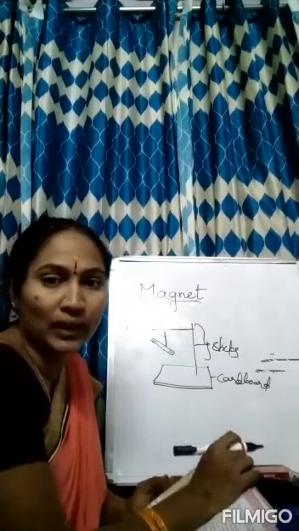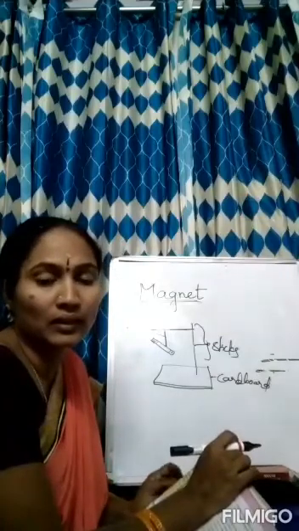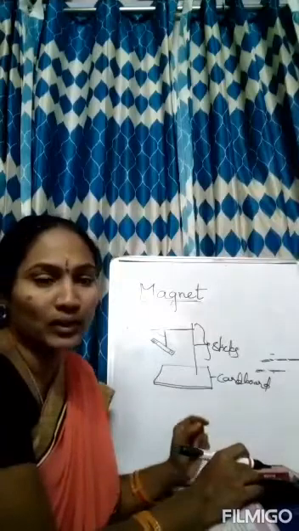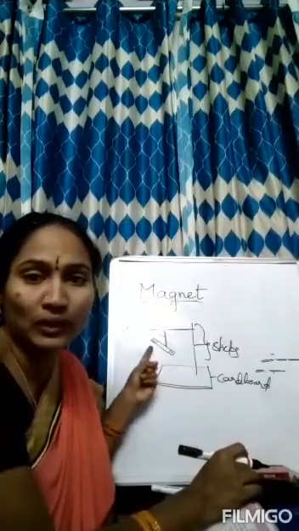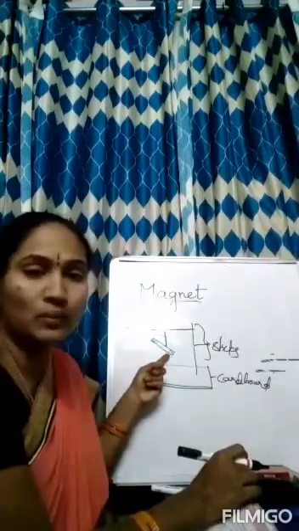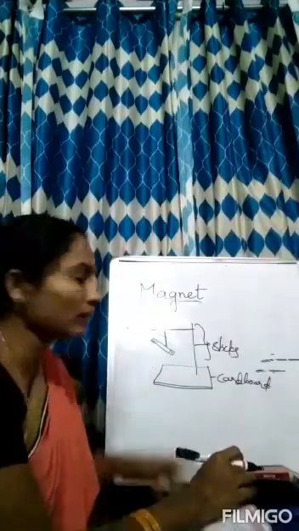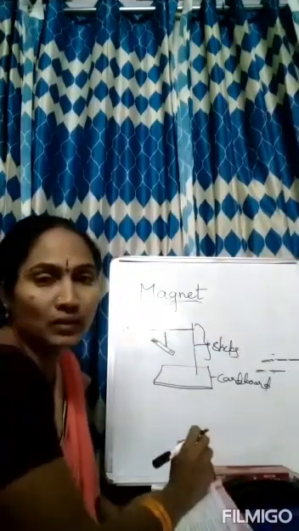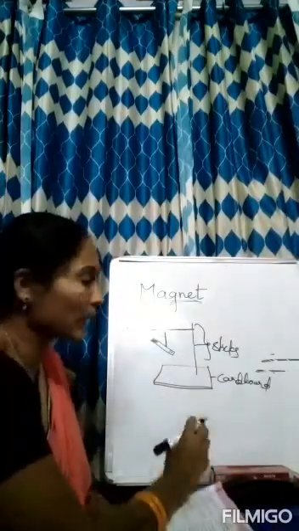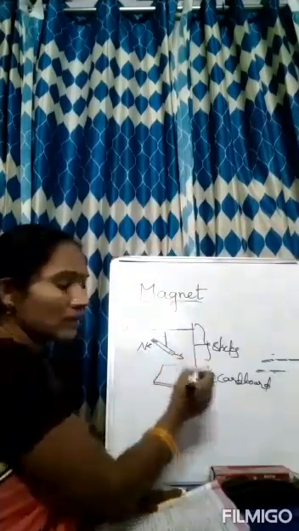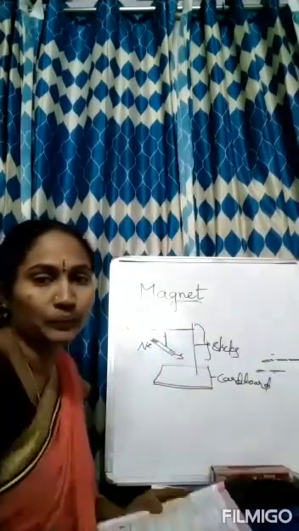Then you wait until it stops. Again it will come to the rest position. Then you can notice the colored portion will come to rest in the same direction. Not this one, only the colored portion will come to the rest position. So by this we can say that this is the North Pole and this is the South Pole.